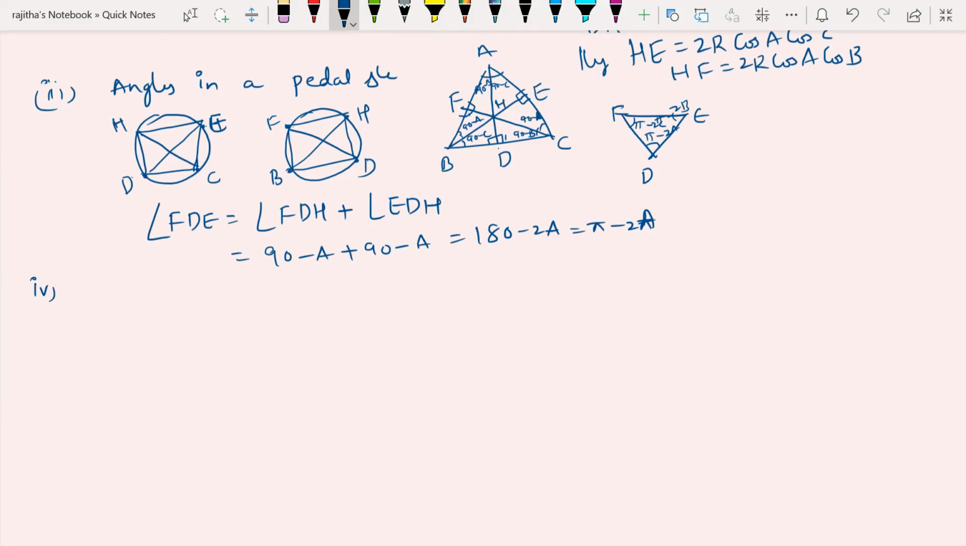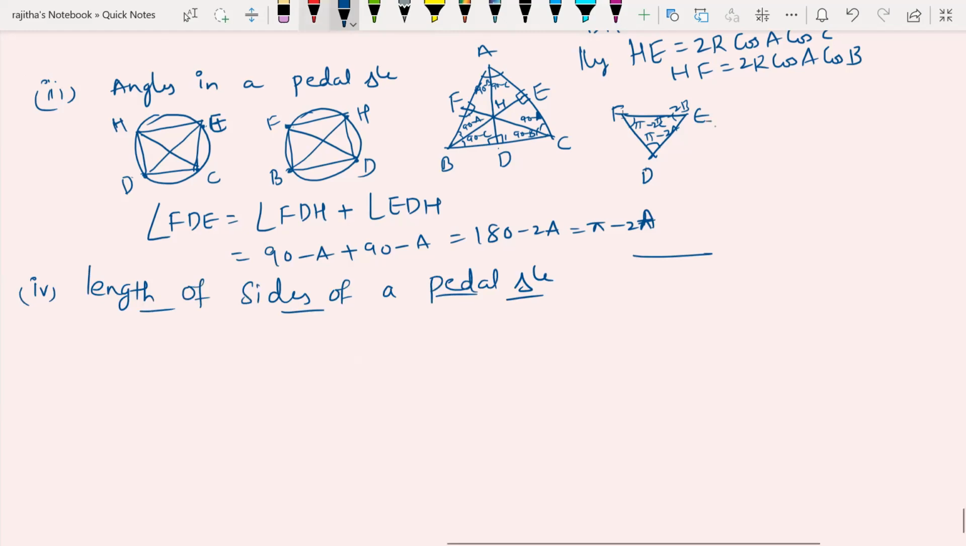Now let's discuss one more point, one more property: the length of the sides of a pedal triangle. See, this is the pedal triangle. You are asked to find the FE length, FD length and DE length. Let us see here. I'm taking triangle AFE, here is angle A, here is angle C.